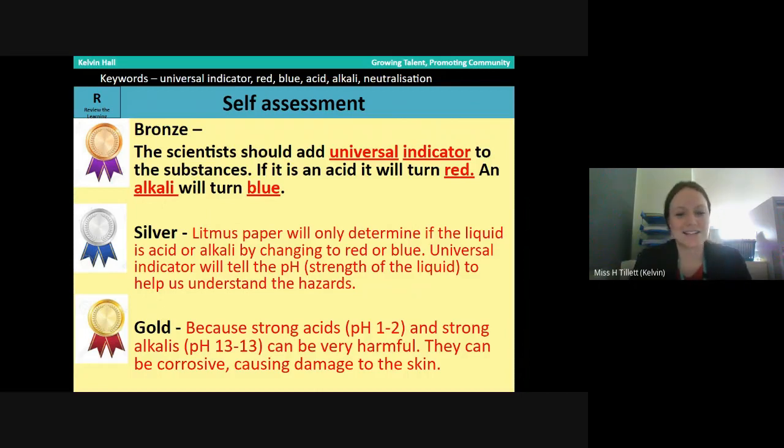The gold task then. Why do we need to know this information? Because strong acids and strong alkalis can be very harmful, okay? Linking back to our starter question, those hazard symbols that we find on the bottles, strong alkalis and strong acids can be corrosive. They can cause damage to the skin. So we would need to use that when working with chemicals. We'd need to know that information. Okay, so look at my answers now. Pause the video for 2 minutes, correct your answers if you need to, and then we'll move on to the last task.